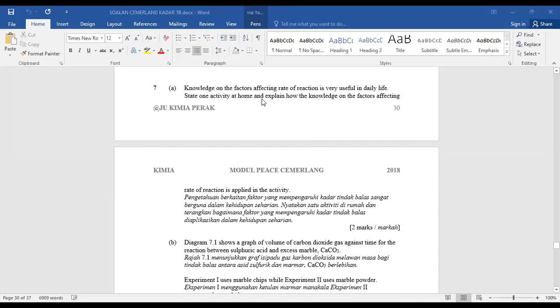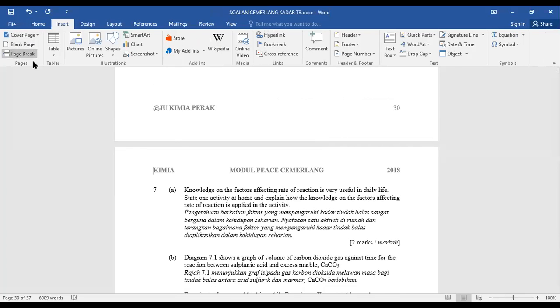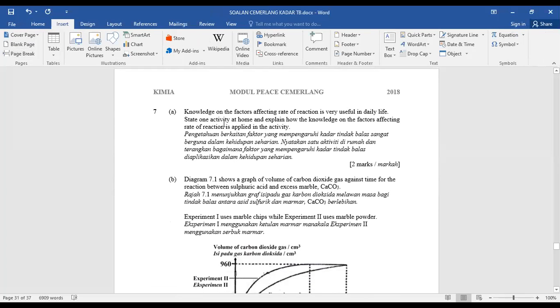Question 7. Knowledge on the factors affecting the rate of reaction is very useful in our daily life. Now state one activity at home, and explain how the knowledge on the factors affecting the rate of reaction is applied in the activity. So now what can you talk about? What is the home activity that you can relate to the factors that affect the rate of reaction? Can I have some idea from you?